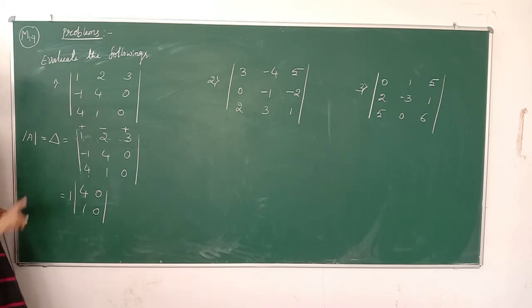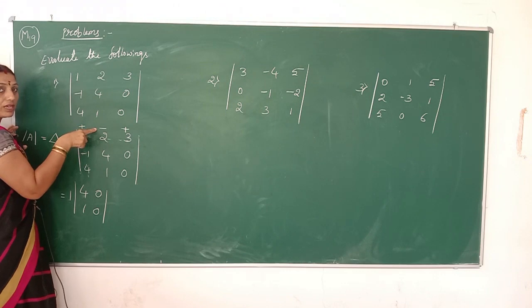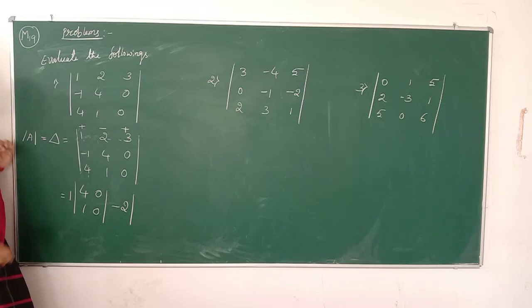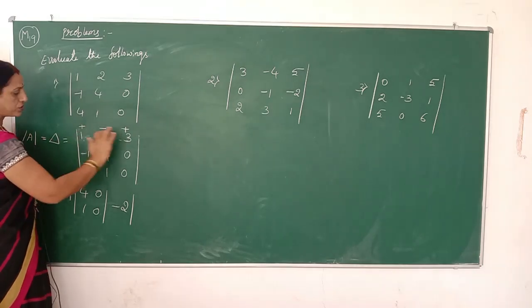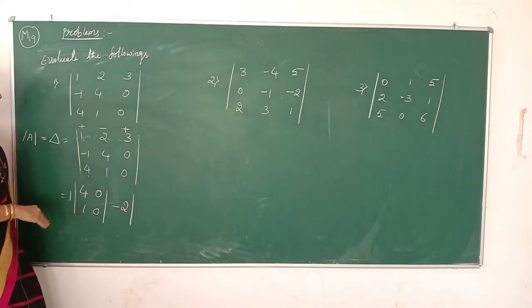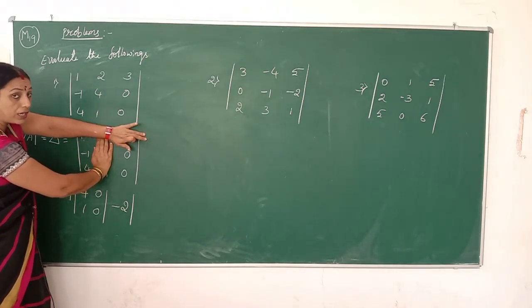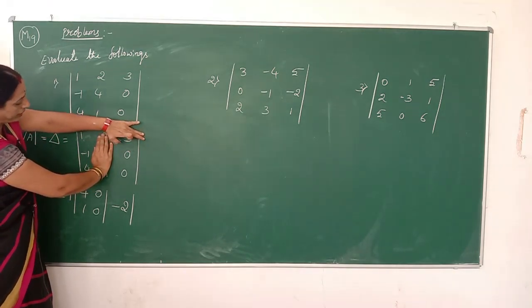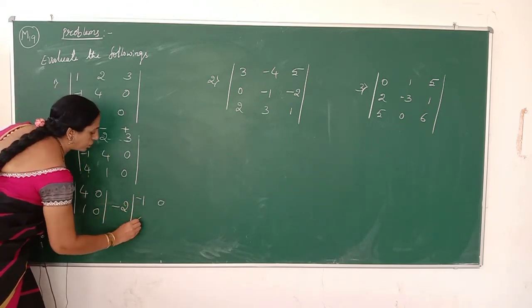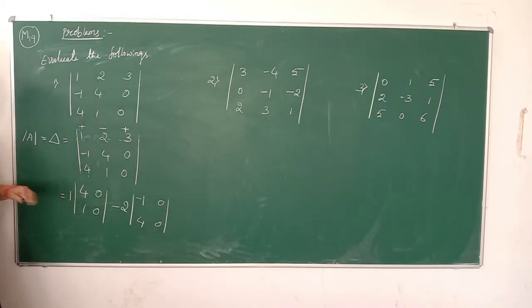Similarly, the next element is 2. The multiplying sign is minus, so plus into minus is -2. 2 is an element of the first row, second column, therefore the elements of that row and column get neglected. The remaining elements are -1, 0, 4, 0, which form the 2x2 determinant.